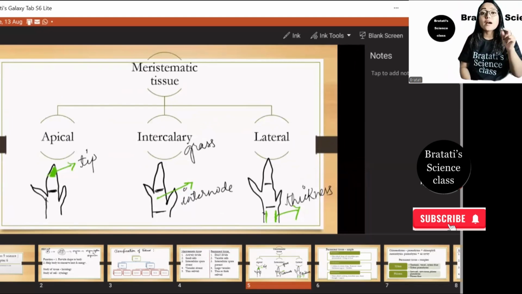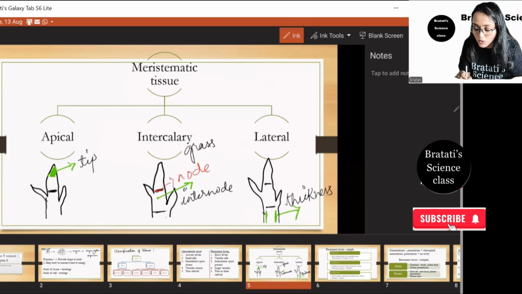Intercalary tissues are present in the grass, and you see these two are called the nodes. This is called a node. This is one node, this is another node. The place in between the two nodes is called the internode. So intercalary tissues generally help increase the length of the tissues in between the internodes.